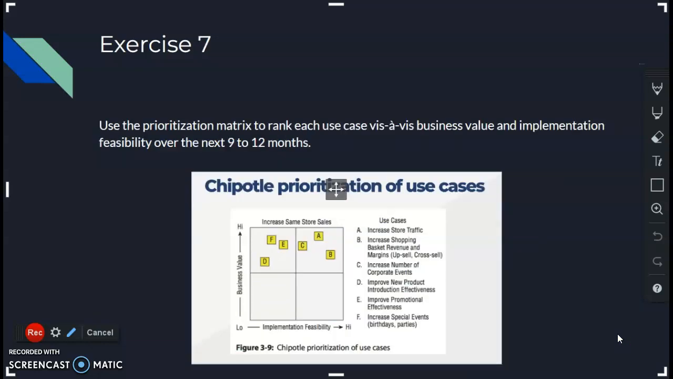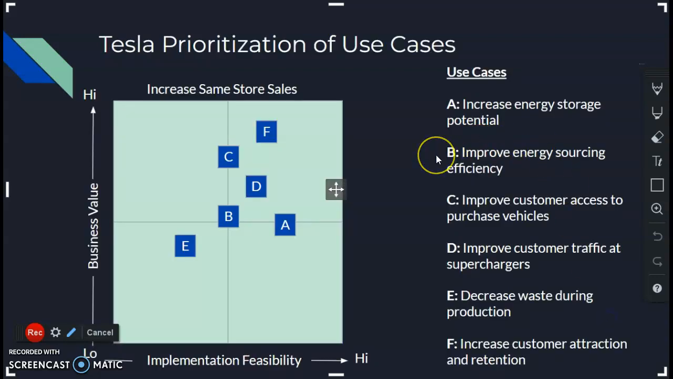Exercise 7 asked us to use the prioritization matrix to rank each use case vis-a-vis business value and implementation feasibility over the next 9 to 12 months. So as you can see here, we created another chart. We denoted each use case with a letter and plotted that letter on this chart. Our y-axis here is business value from low to high, and our x-axis implementation feasibility. So the further this way we go, the more feasible it's going to be to implement that strategy, that use case. But the higher up we go is the more value it's going to add to Tesla as a whole.